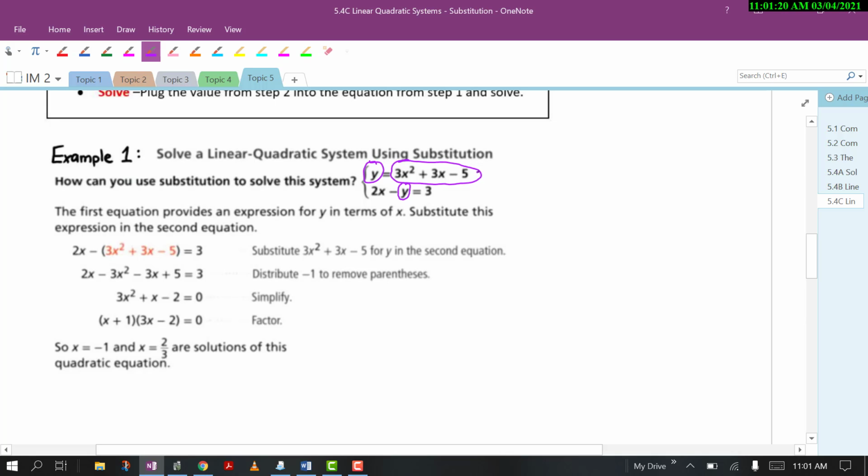So we're taking this big quadratic and we're plugging it in for y there. And that's what we have here. 2x minus the whole thing, 3x squared plus 3x minus 5, the orange expression. And of course that equals 3, so everything else is the same. We're writing that equation. So 2x minus, instead of y, we're going to put what it is, equals 3. So again, we're just plugging in what y is.